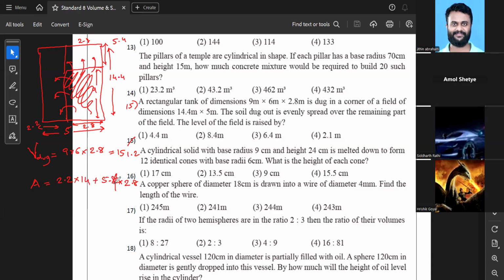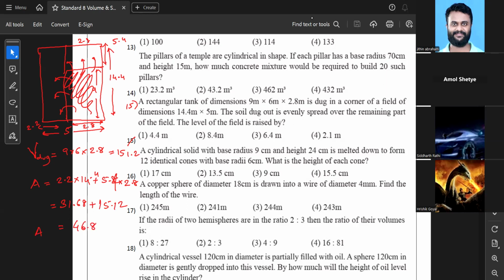So the other one is 5.4 multiplied by 2.8, and the first is 14.4 multiplied by 2.2. Oh, sorry, it is 14.4 multiplied by 2.2. That gives you 31.68, plus 5.4 multiplied by 2.8, that gives you 15.12. And when you add these two numbers, you'll get 46.8. So this is the area.